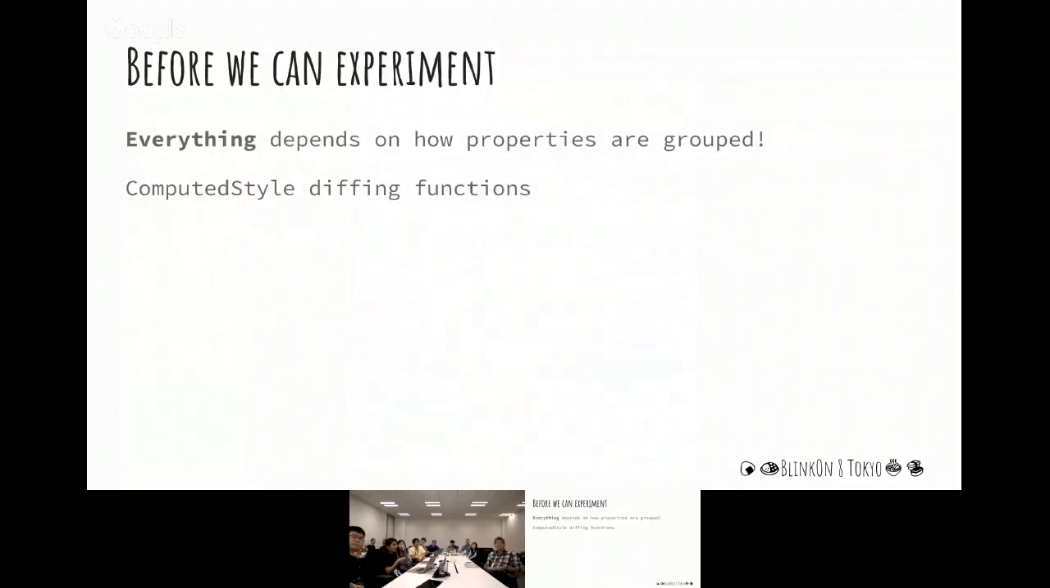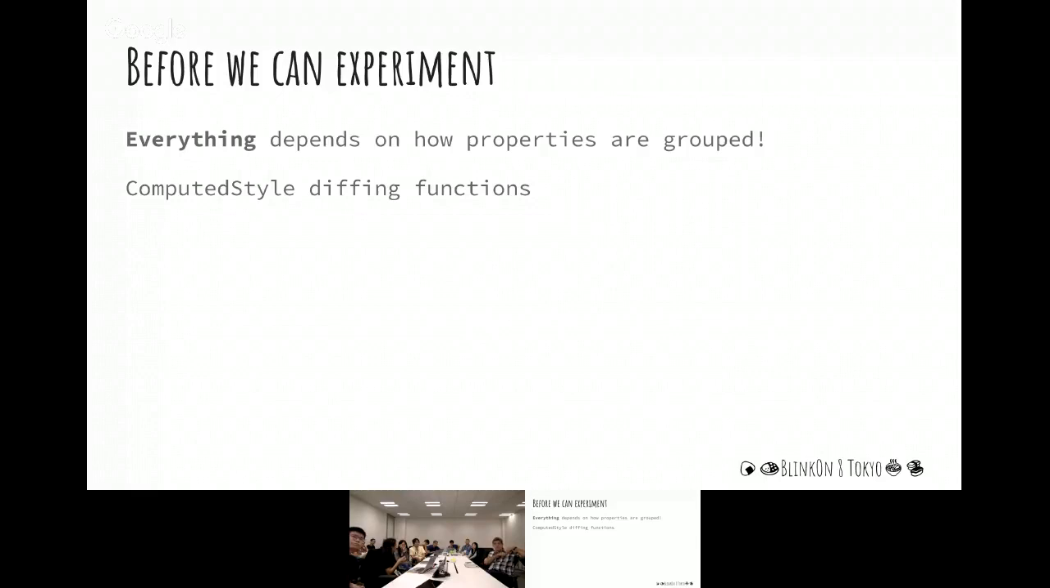And now, before we could actually perform any of our experiments, which was our lofty goal, we had a few roadblocks because of the way all of these properties were grouped together. All functions on computed style depended on a property being in a certain group, and that's how they were accessed. They went computed style, styles, around data, border color, etc.